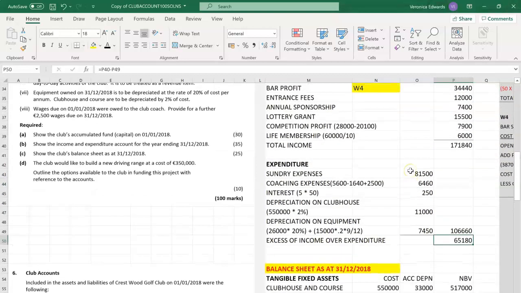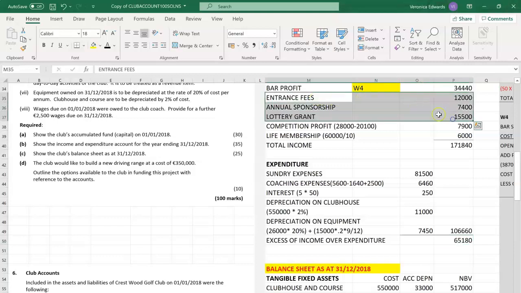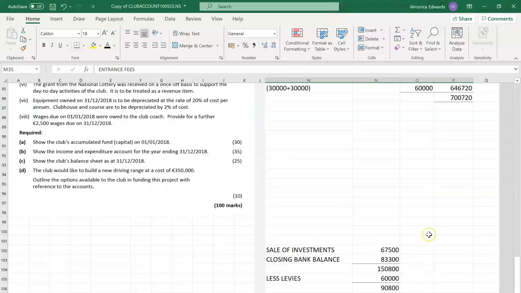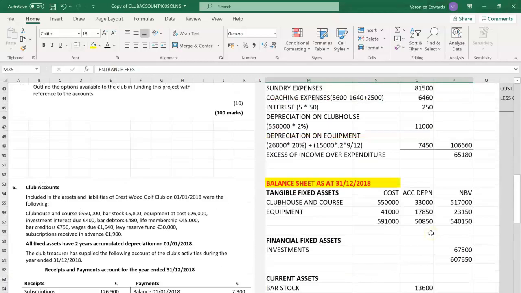But you just need to consider the fact that some of the sources of income there may not be regular, and possibly we may not be able to rely on those happening for sure next year. So we're talking about entrance fees, sponsorship, and the lottery grant. If you add those together, that's €34,900 worth of the income that might be unreliable, we'll put it that way. But still, there's a healthy profit there overall of €65,180. So based on that alone, you should be able to afford the interest repayments.